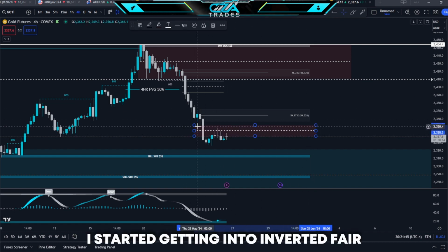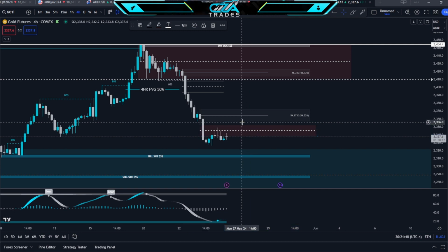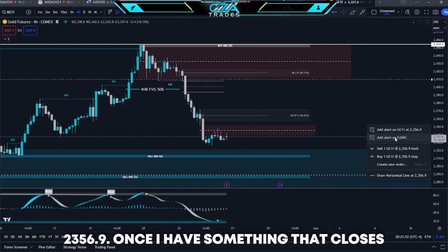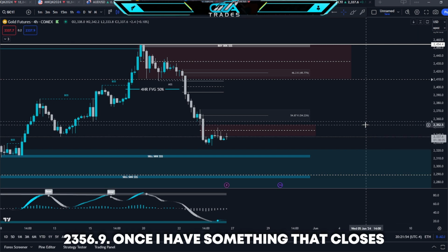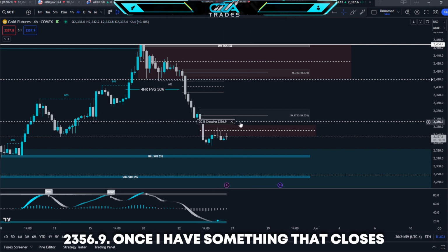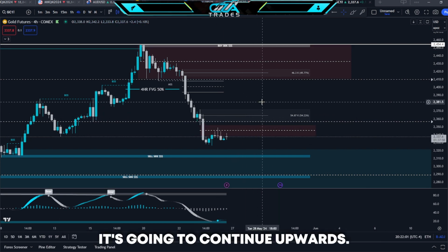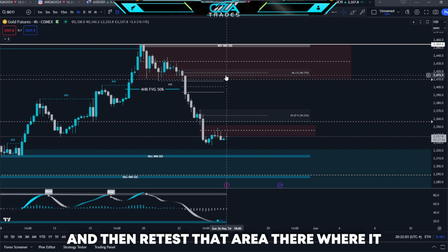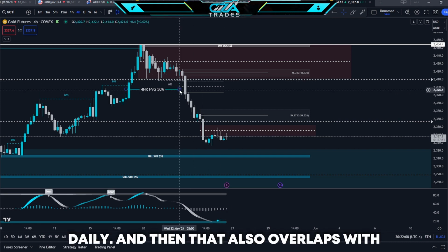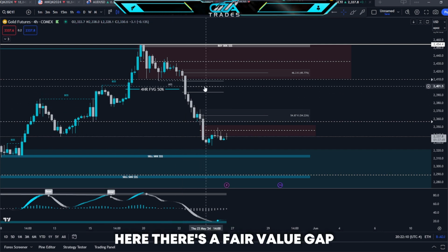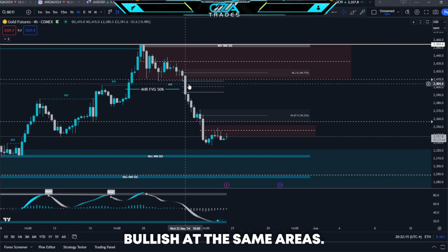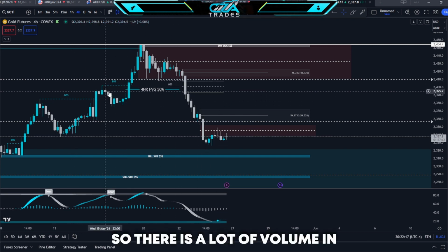I started getting into inverted fair value gaps a lot lately. So pretty much you can set an alert over here too. 2356.9. Once I have something that closes above that, I know that it's going to continue upwards, and then retest that area there where it has the order block and also the fair value gap on the daily. And then that also overlaps with the 4-hour. You also see here, there's a fair value gap here bearish and a fair value gap here bullish at the same areas. So there is a lot of volume in that area.